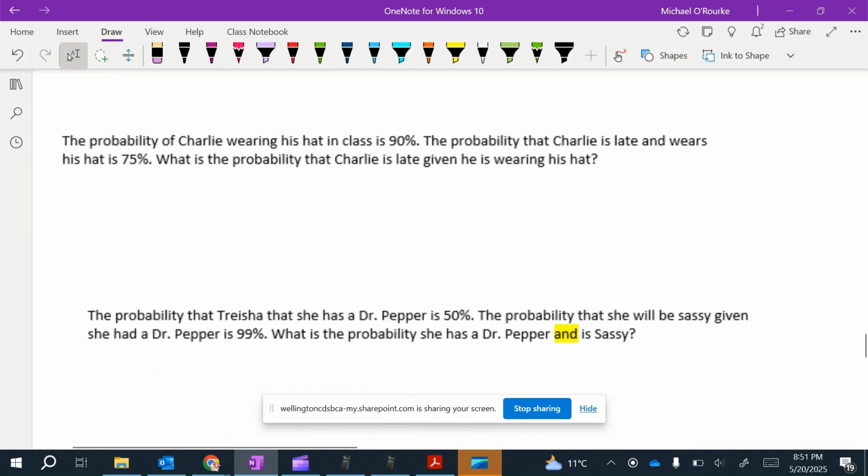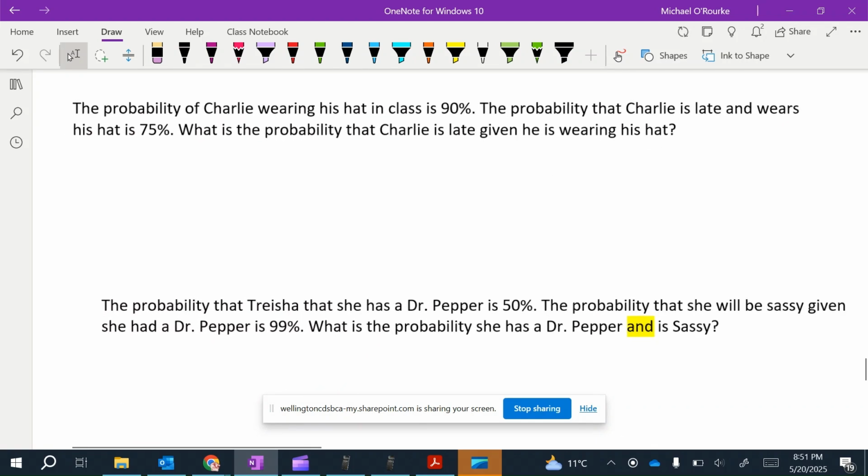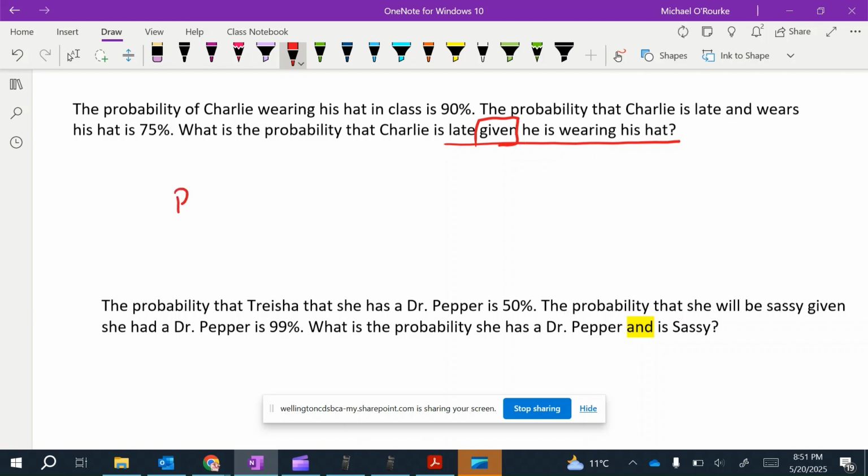Let's go here. Okay, the probability Charlie wearing his hat is 90%. The probability that Charlie is late and wears his hat is 75%. What's the probability Charlie is late given he's wearing his hat? So the thing here is always look for these words. Yesterday we did or, today we're doing given. So what's the probability he's late given he's wearing a hat?